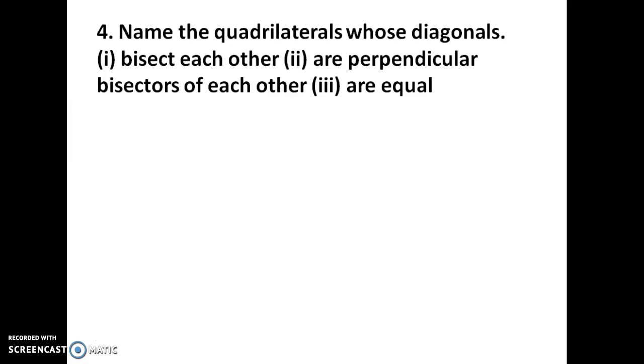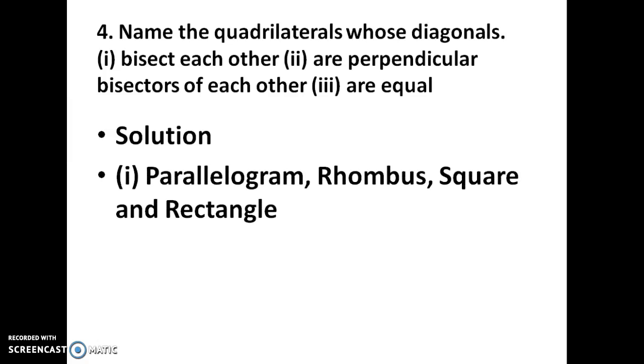Fourth problem, name the quadrilaterals whose diagonals bisect each other. That's the first subdivision. In which quadrilateral the diagonals bisect each other? Parallelogram, rhombus, square and rectangle. In these figures you can see that the diagonals will bisect each other, so it will divide into two halves. So parallelogram, rhombus, square and rectangle.